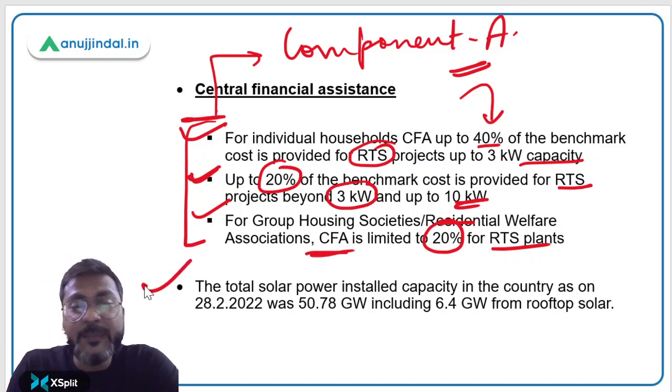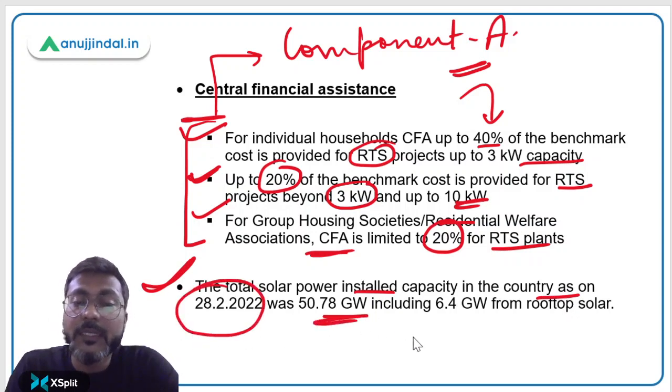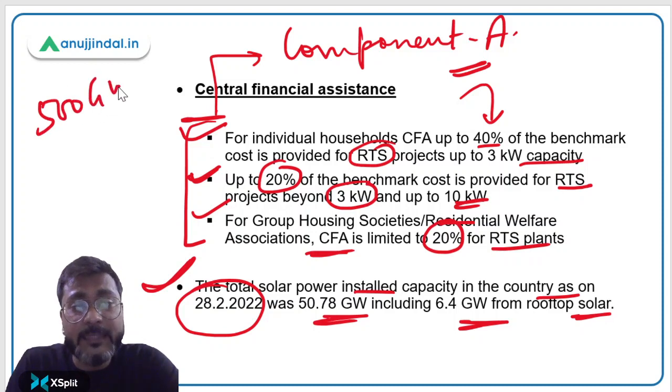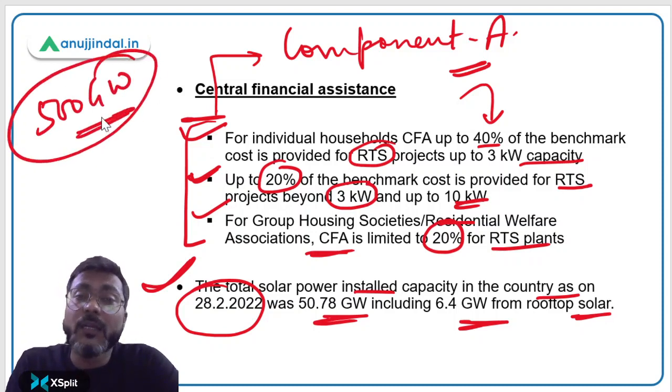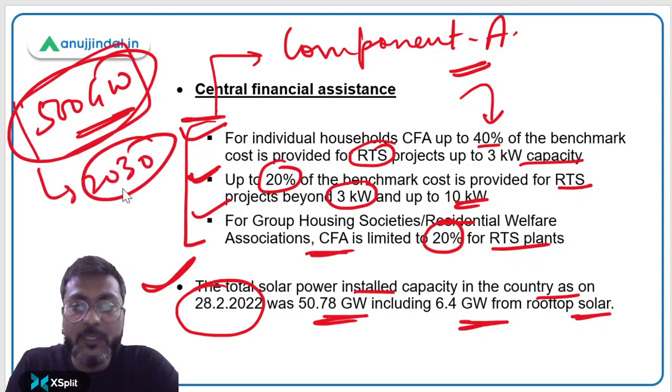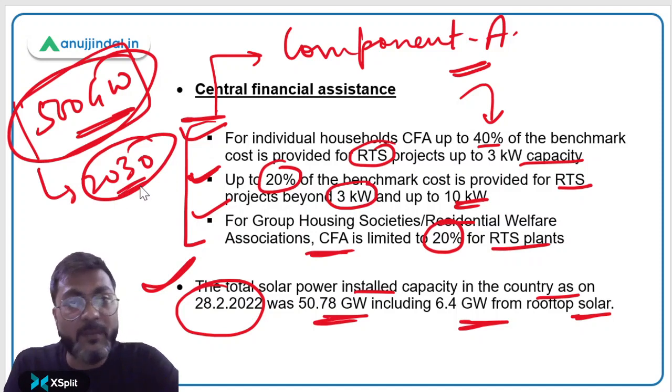Alright. And as per the PIB release, the total solar power installed capacity in the country as on 28 February 2022 was 50.78 gigawatt, including 6.4 gigawatt from rooftop solar. And I hope you all know this, that our target of production of renewable energy is 500 gigawatt by the year 2030. 2030 tak 500 gigawatt ka hamara target hai.